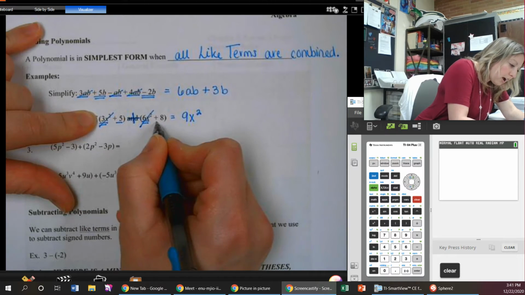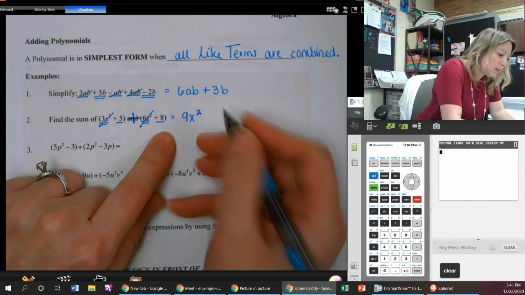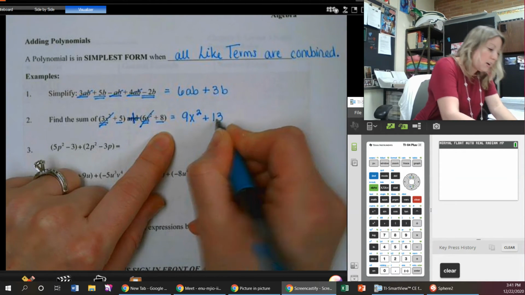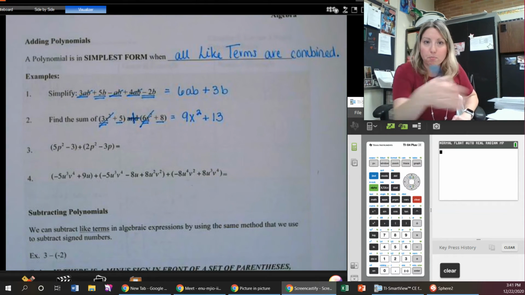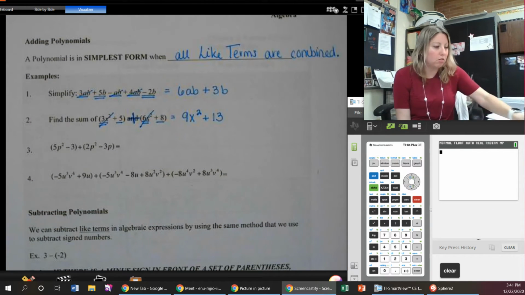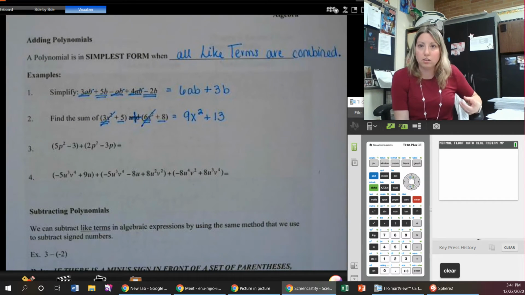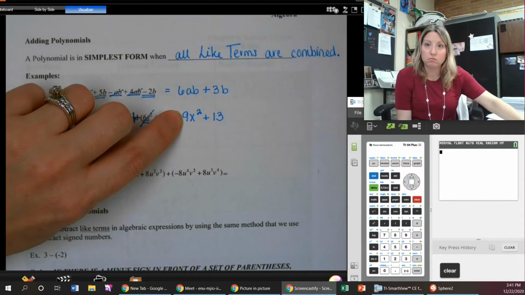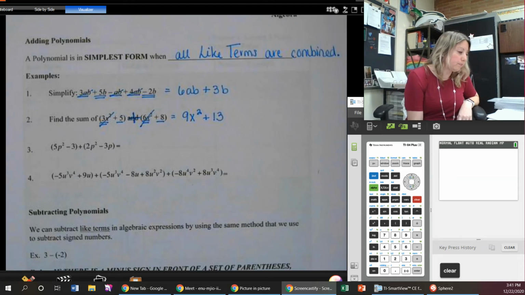Now let's add the constants. 5 plus 8 is plus 13 at the end. Simplest form, standard form, right there. Second degree polynomial. It's a binomial because there's two terms. Leading coefficient is 9. All right.